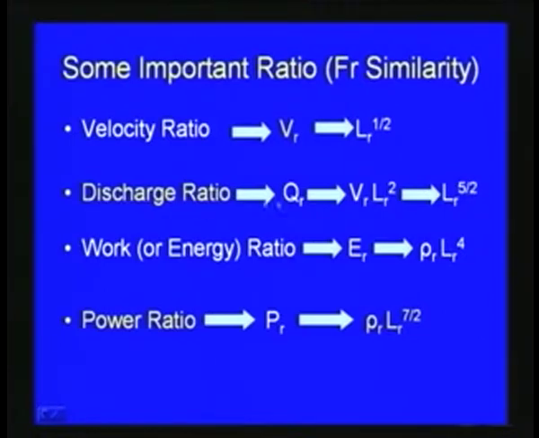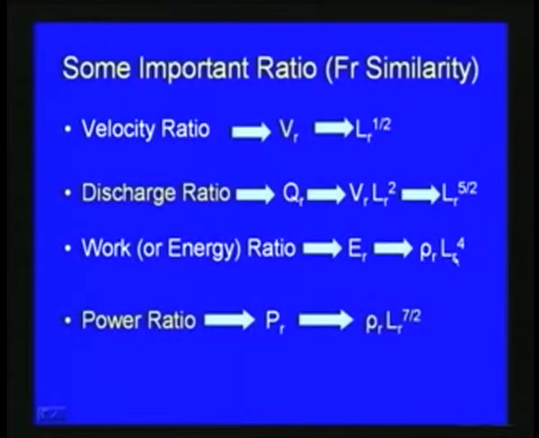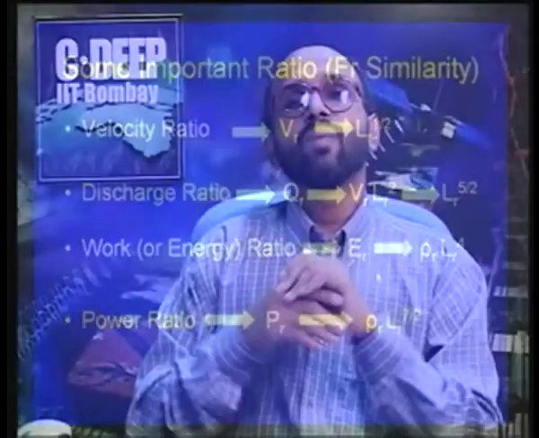So, that gives the discharge ratio with respect to the Froude number similarity, and then the work ratio is considered, we can write Er corresponding to rho r Lr to the power 4, and power ratio we can write rho r Lr to the power 7 by 2. So, like this, only a few of the important parameters are listed. In a very similar way we can derive the scale ratios with respect to the Froude number similarity, and then we can correspondingly model in the laboratory with respect to the prototype.